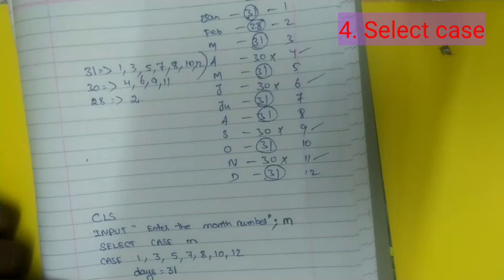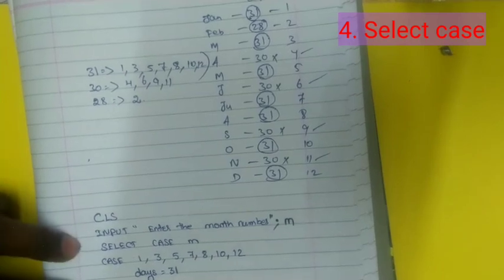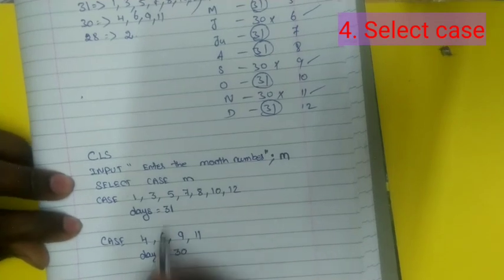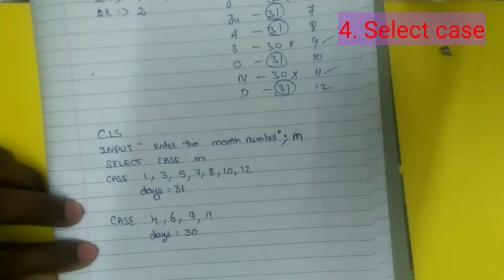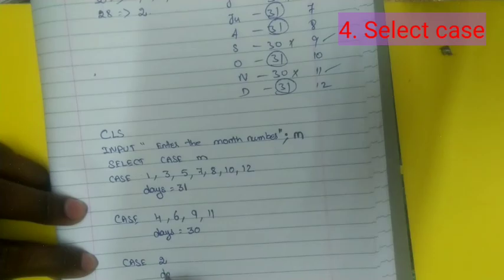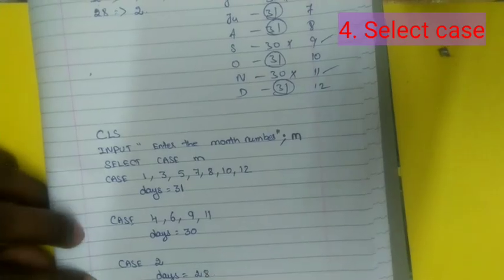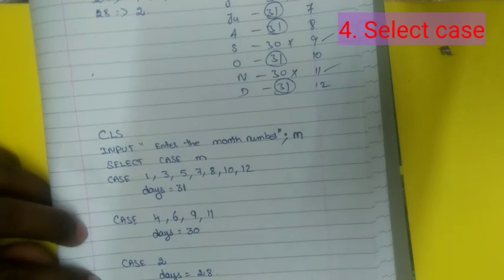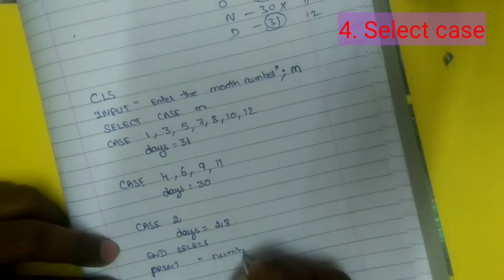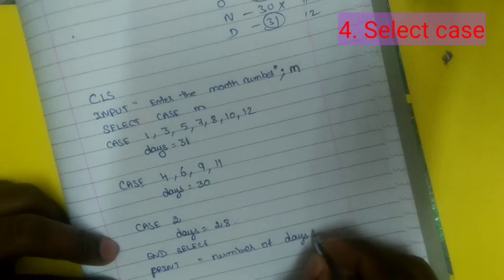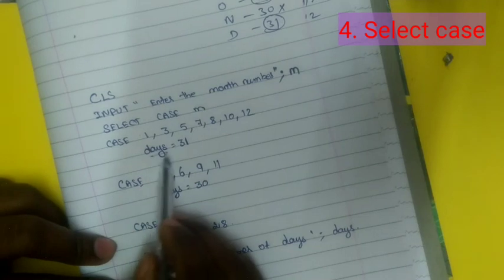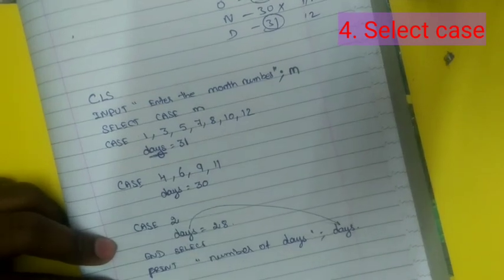And the next step, Case 4, 6, 9, 11 means days equal to 30, because you already found the data. Okay, 30. What is the third step? Case 2 means days equal to 28. Finally, End Select. Next, print number of days, days, because you are writing days. The data will be written here and display number of days.